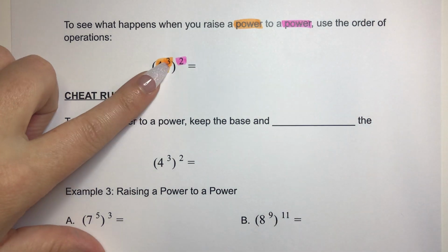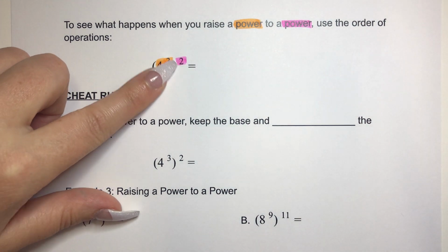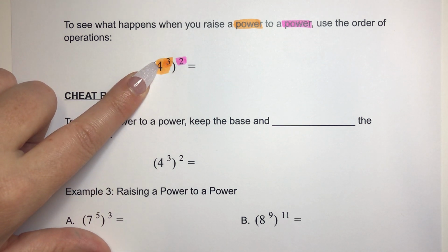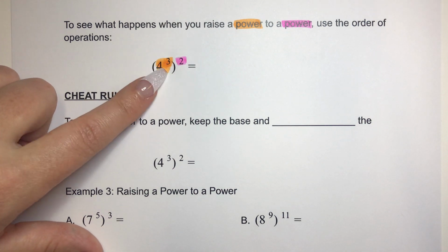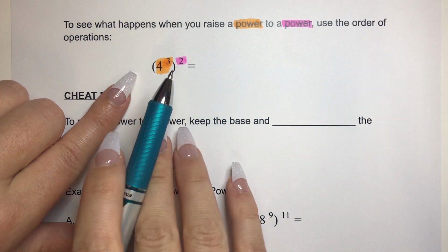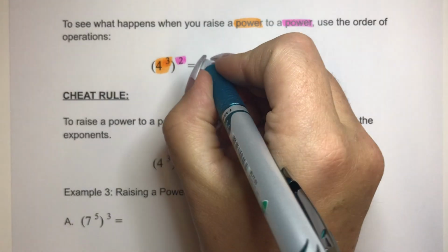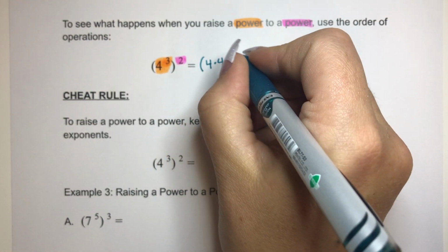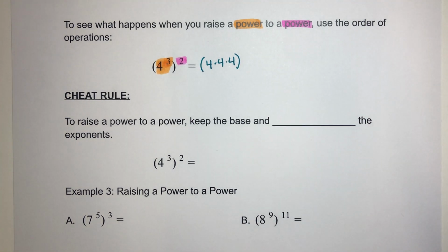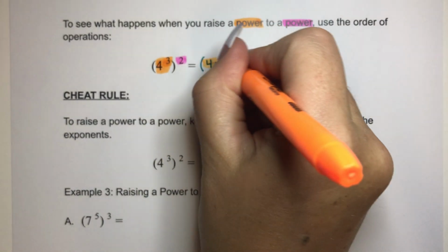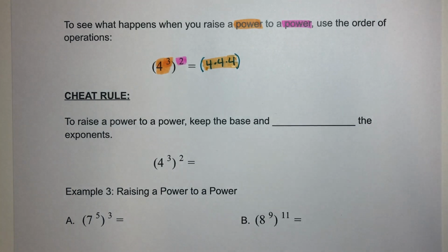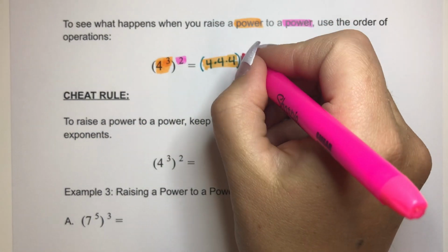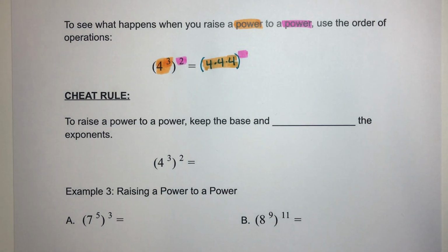So first, let's think about this. Inside the parentheses, right? Order of operations says parentheses, exponents, multiplication, division, addition and subtraction. So we have to do the parentheses first. What is 4 to the third power? Well, that is the same thing as 4 times 4 times 4, right? That is this, and that is being raised to that second power.